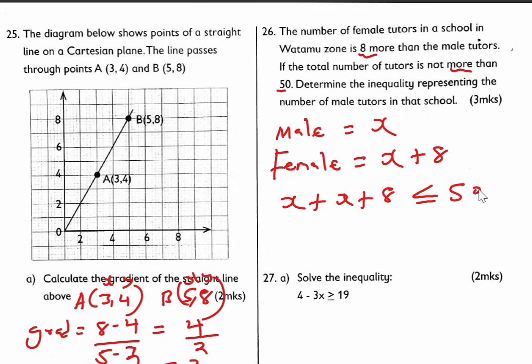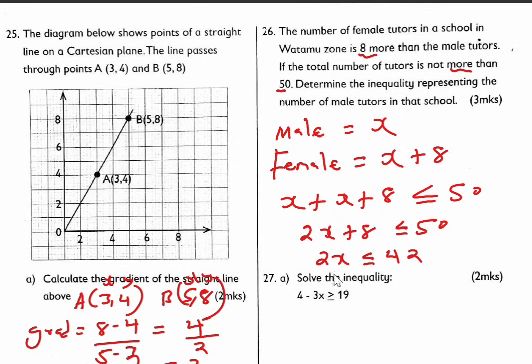So that is the meaning of not more than 50. So x plus 8, we get 2x plus 8 is less or equal to 50. So we can collect like terms together, take positive 8 to the right, it becomes minus. So we remain with 2x is less or equal 50 minus 8, 42.